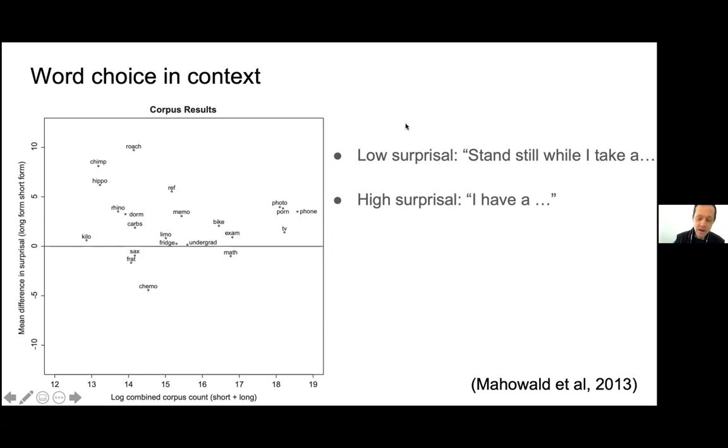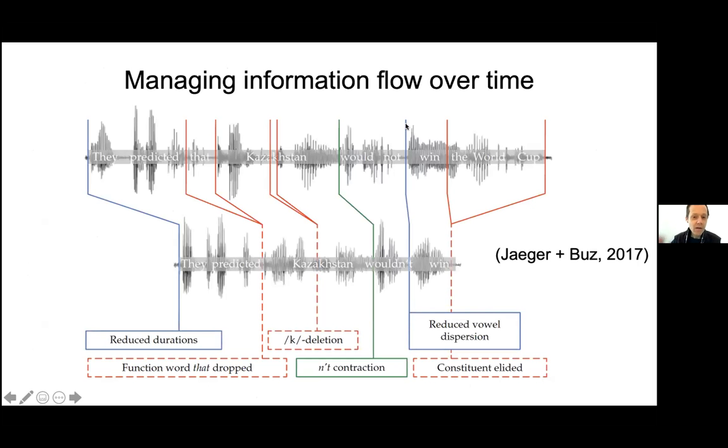So it's the same idea as zip, just looking at word choice in context. Here's a figure that summarizes some of the many choices that speakers have when they're, in context, deciding whether to compress the signal they're trying to communicate. So at the top here, we have something like the default form of a sentence. They predicted that Kazakhstan would not win the World Cup.